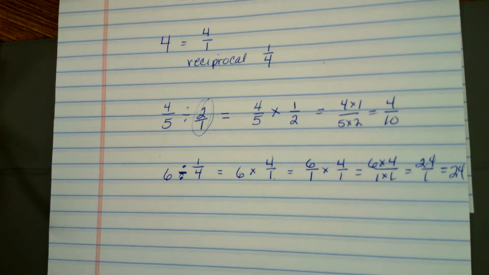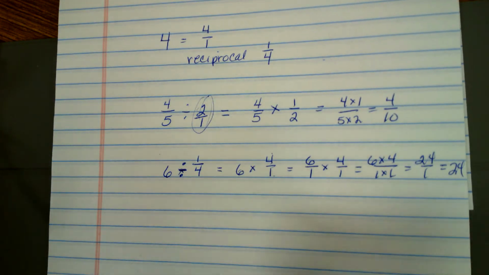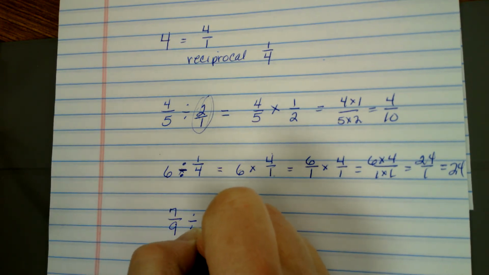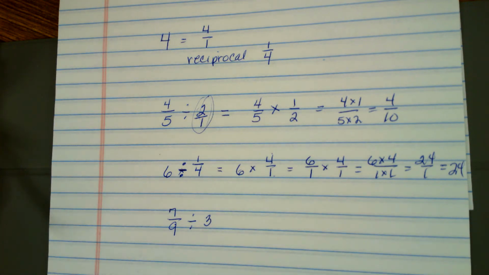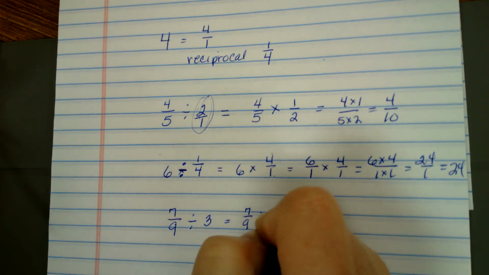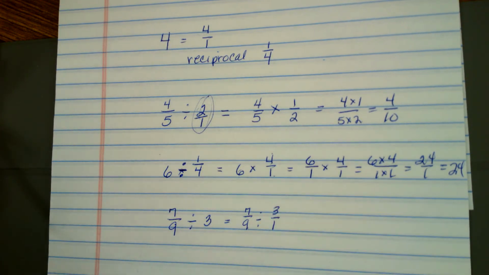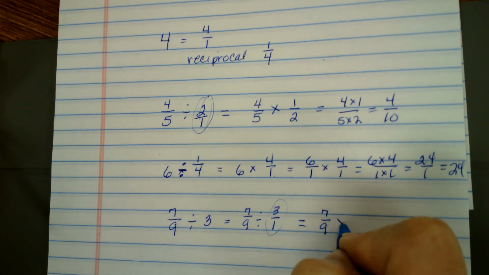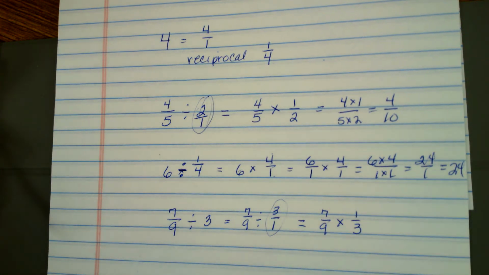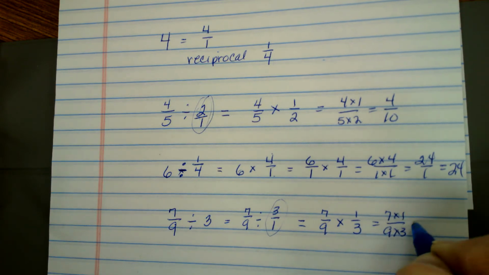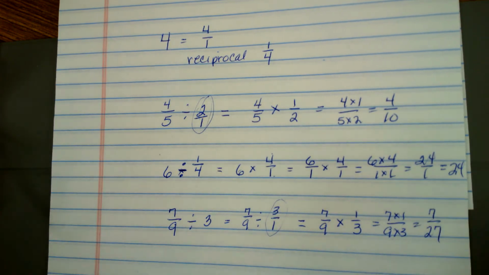One more, just to have another example. 7/9 divided by 3. Keep in mind, that's the same as 7/9 divided by 3/1. So we flip this one. That's going to be 7/9 times 1/3. Okay. Then we get 7 times 1 over 9 times 3, and that is 7/27. All right.